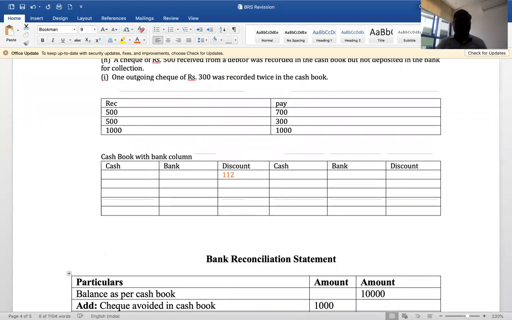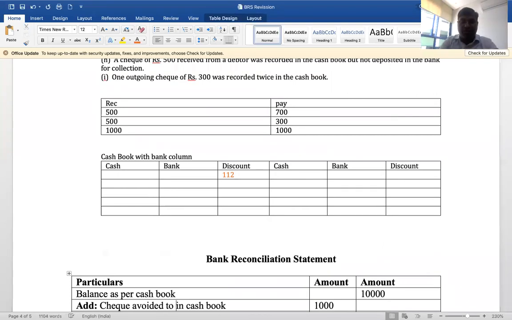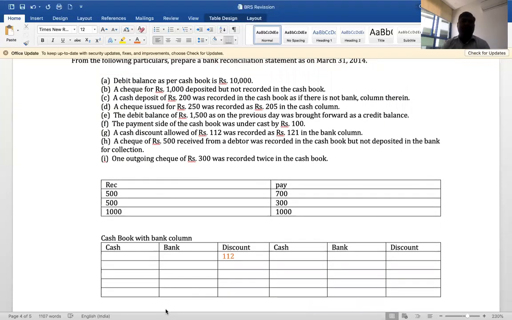A check avoided to record in the cash book. In the cash book, 1,000 rupees to be added. Let's take one more. B.